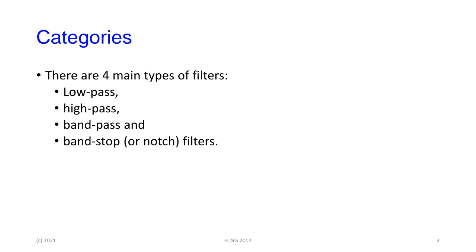All right, in terms of categorizing filters, there are really four general categories of filters. There are the low-pass filters, the high-pass filters, the band-pass, and the band-stop. We'll see the characteristics in a second. The other term you sometimes see for the band-stop filter is a notch filter, and you'll see why in a second.